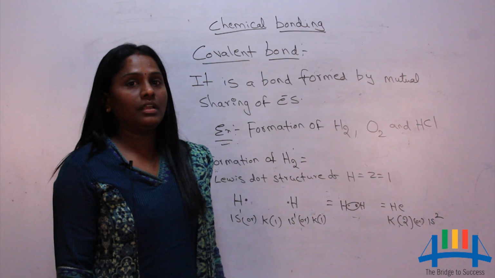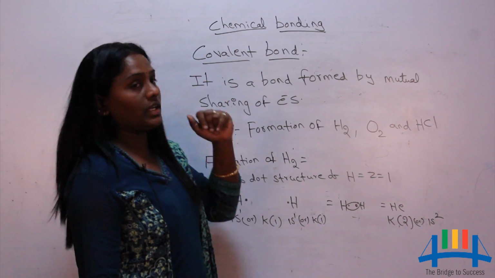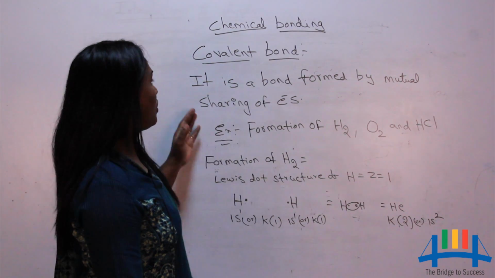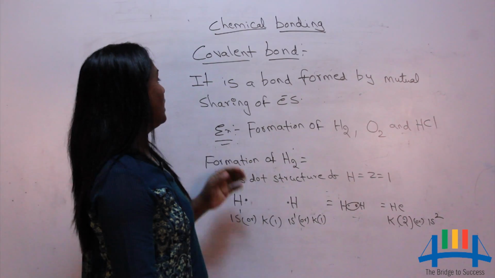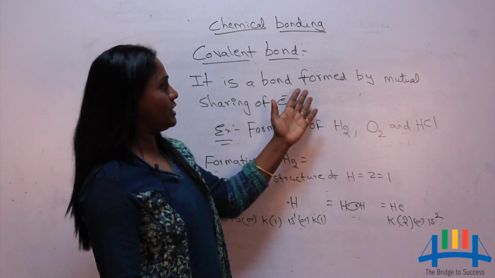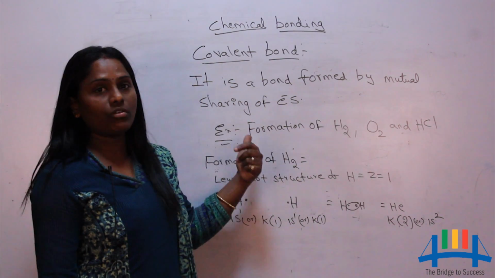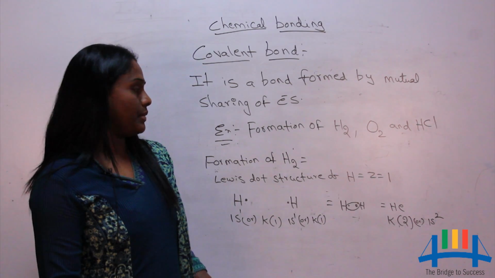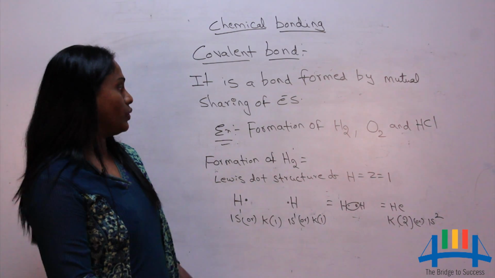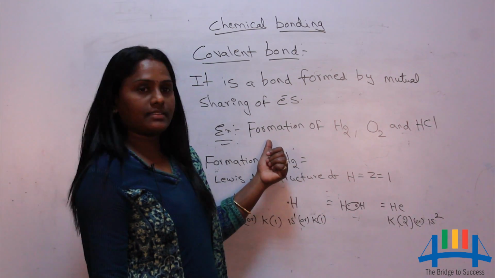Hello everyone. Now we'll be learning about covalent bond, and how a covalent bond is formed. It is a bond which is formed by mutual sharing of electrons. What exactly is meant by sharing of electrons? To explain this, let's take one example.